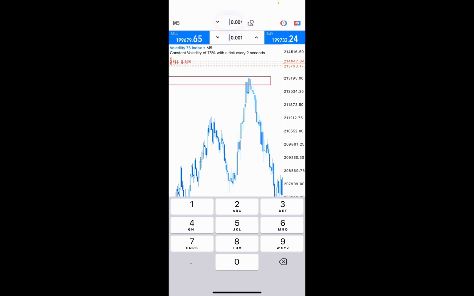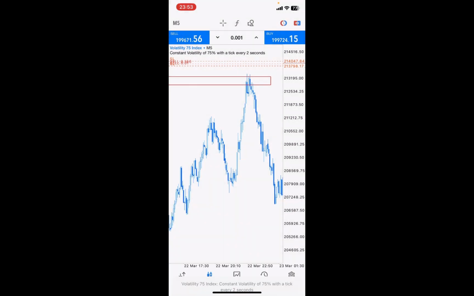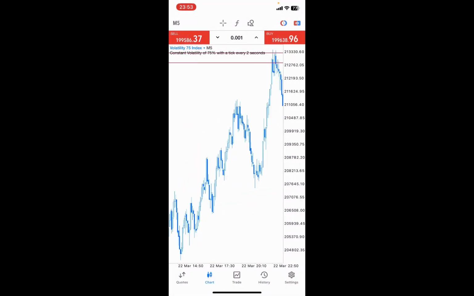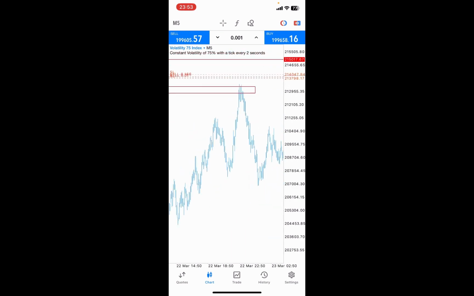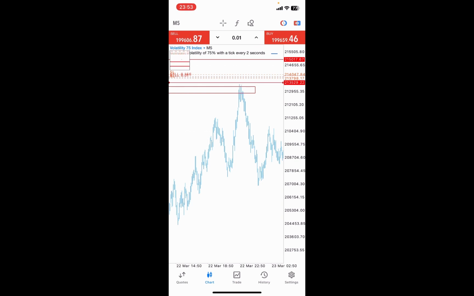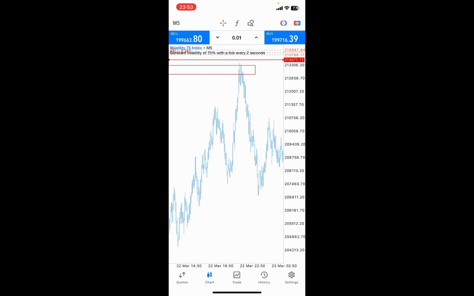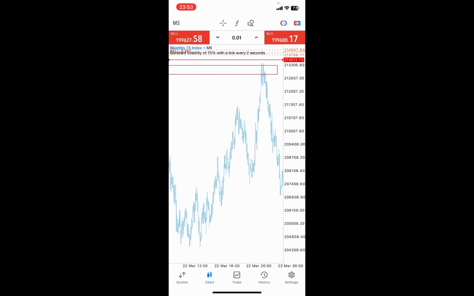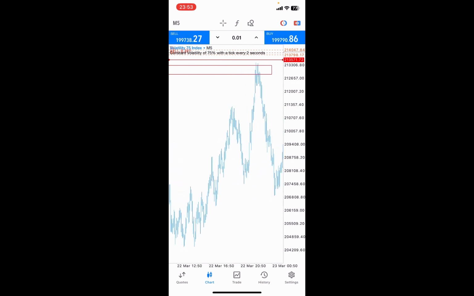First off, I will convert this lot size to the lowest value, being 0.001, right? So once it's at the lowest value, we can now continue with this tutorial, right? So the very first thing you want to do is to set your stop loss, right? Just use a red line and put it on wherever number I give you guys as a stop loss. So we're assuming the stop loss is set at 213,571, right?